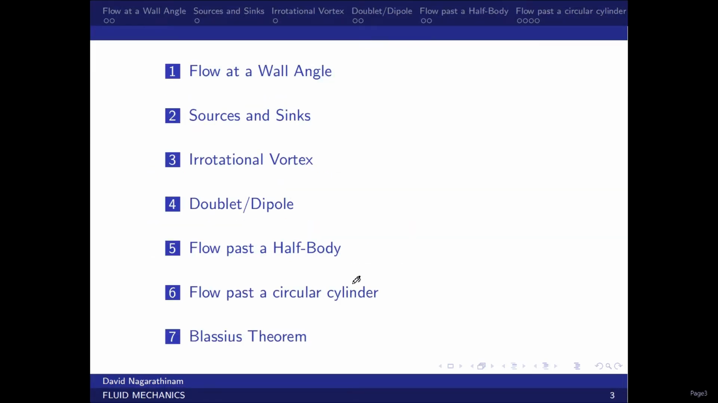Today in this lecture we'll be learning about the flow at a wall angle, and then we'll be learning about the potential flows called the sources and sink, and then the irrotational vortex, doublet, and the flow past a half body, flow past a circular cylinder, and also about the Blasius theorem.